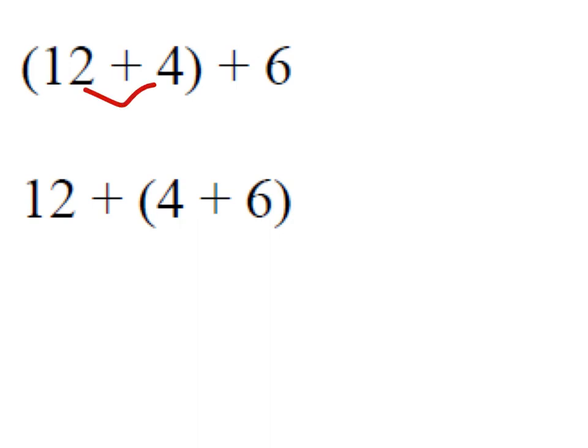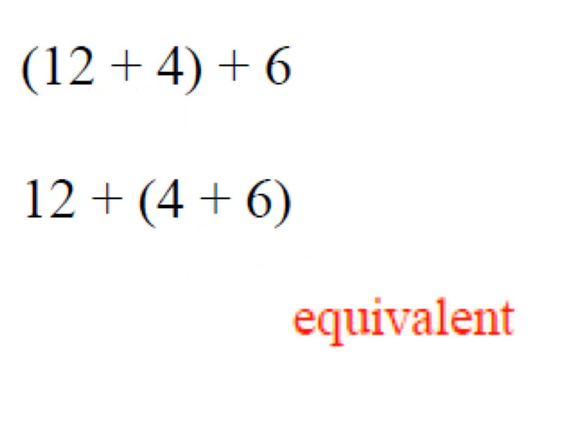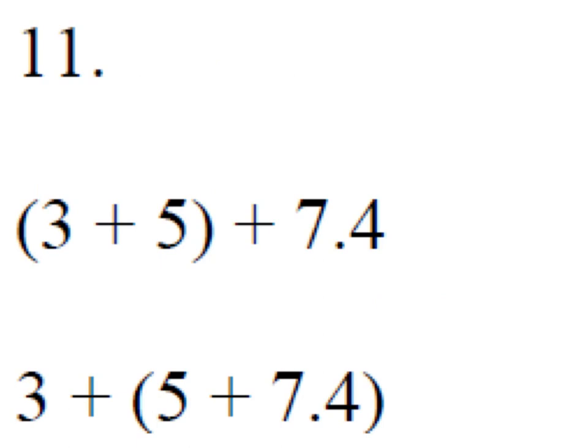So 12 plus 4, that's going to give us 16. And then if we add this 6 out here, because I'm doing this by order of operations, right, I get 22. Well, 4 plus 6 is 10. And if I take 12 and add that 10, I still get 22. So these two are equivalent. Take a moment and try this one then. See if these two are equivalent.